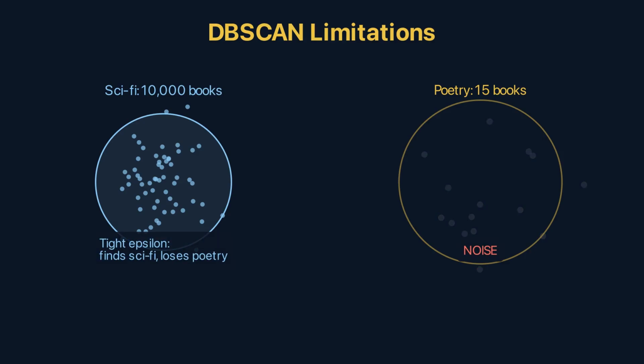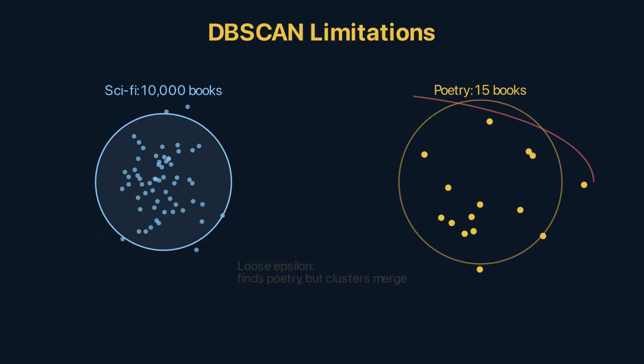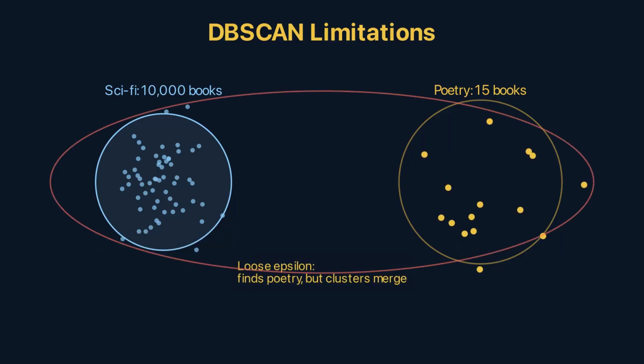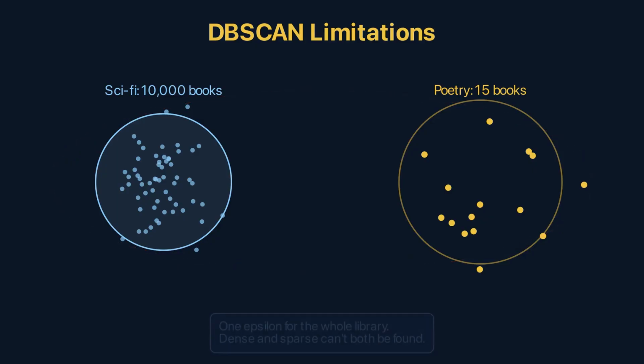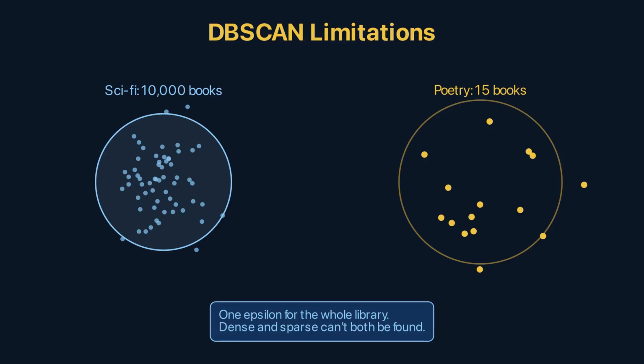The problem: DBSCAN uses 1 epsilon for the entire library. Dense clusters and sparse clusters can't both be found with the same proximity threshold. The sci-fi section needs a tight epsilon. The poetry section needs a loose one. DBSCAN forces you to pick one.